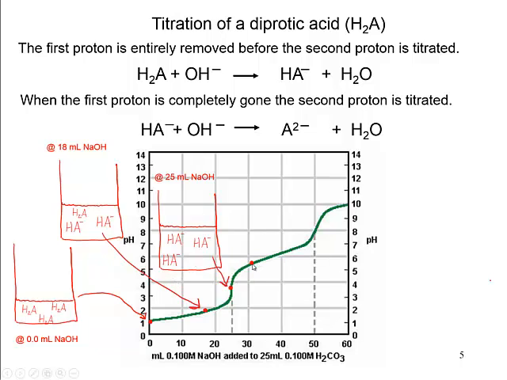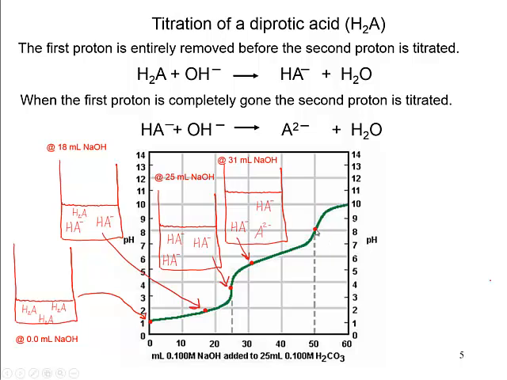Into the second titration, we will examine the system at 31 milliliters of sodium hydroxide added, and the second reaction has begun to occur. We're neutralizing the HA minus with the strong base hydroxide, and at this point we've only neutralized a little bit of HA minus, and the amount that we have neutralized has been converted into A2 minus.